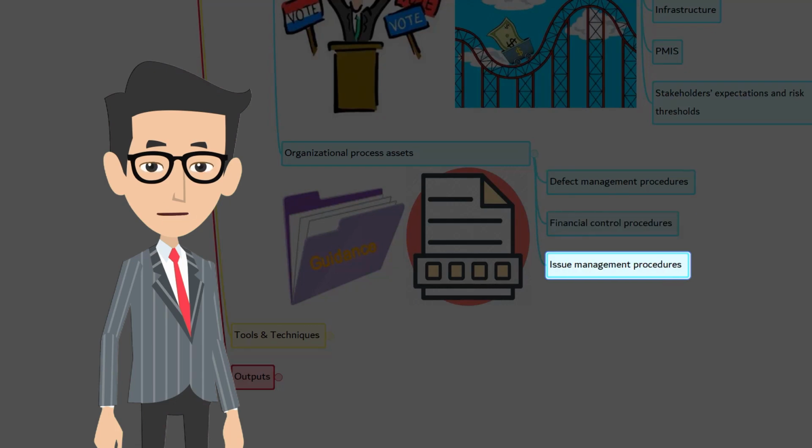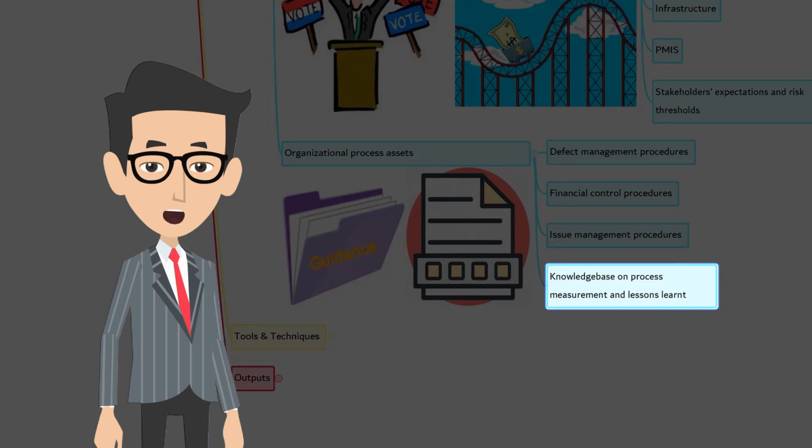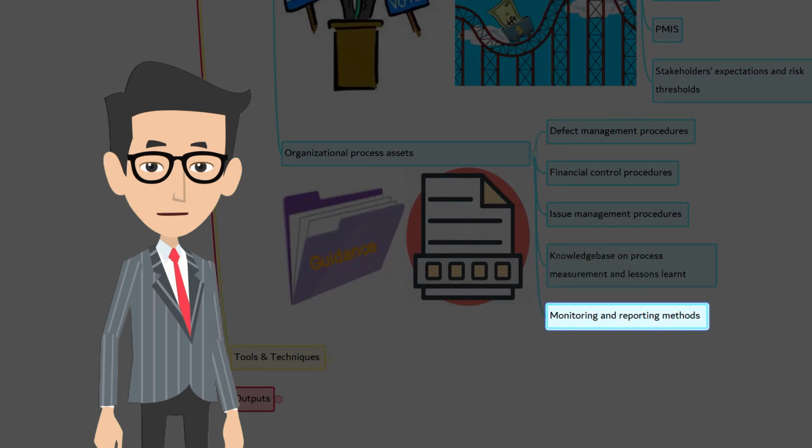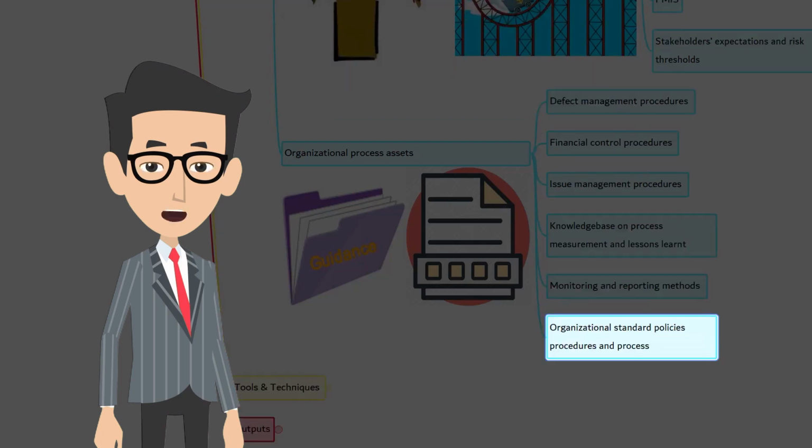Issue management procedures. The issue management procedures define issue control, issue identification, and resolution and action item tracking. Organization knowledge base, in particular, process measurement and the lessons learned repository. Monitoring and reporting methods, organizational standard policies, procedures and process, knowledge base and lessons learned repository.